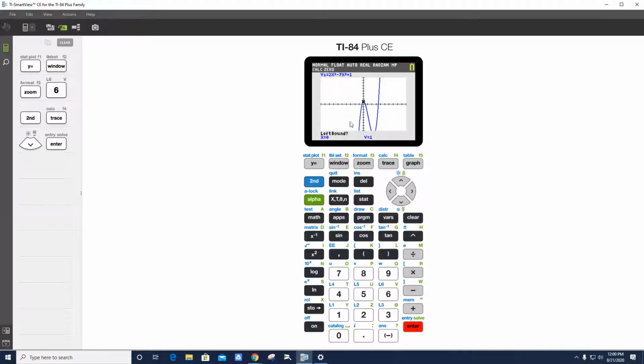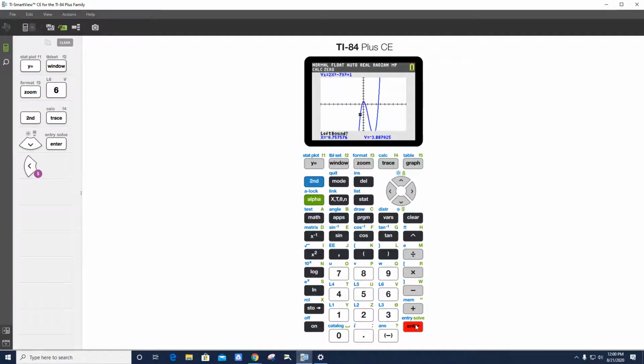As with most of the functions on the calculator, it prompts you in the bottom left corner what you need to do. Since there are 3 x-intercepts, we would have to repeat this process 3 separate times to calculate each of those. When it gives you the prompt left bound, you're going to be using these left and right arrows. If we're going to find this leftmost x-intercept, you're going to want to start by having your cursor a few taps to the left of that x-intercept.